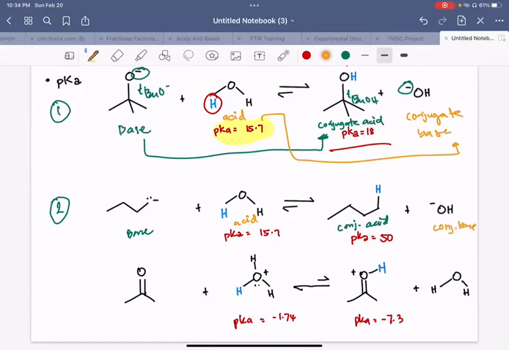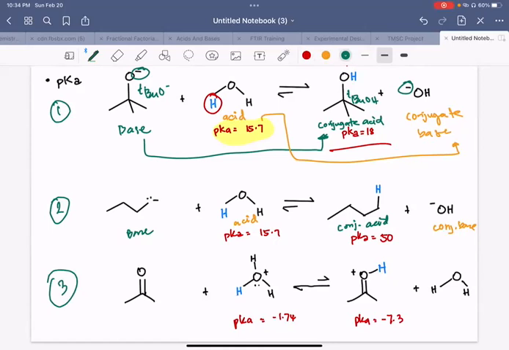So, given the pKa values, we all know that butane here, which is the conjugate acid, is the weaker acid because its pKa is very high, 50. Compare that to 15.7. So therefore, the position of the equilibrium arrow favors the right side, where the weaker acid is. Remember that equilibrium would always favor the weaker acid or the weaker base. Always remember that.